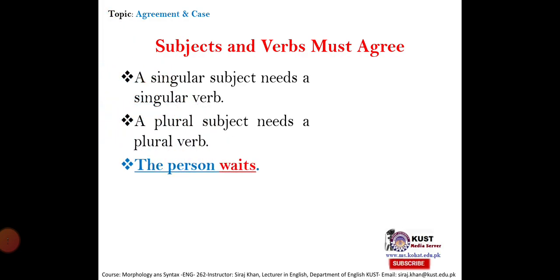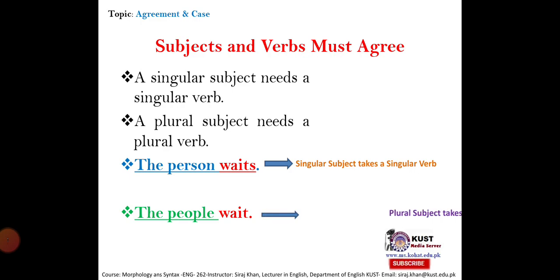Like the person waits, the person speaks, the person talks. A singular subject takes a singular verb. Ali, the student, waits. So here the subject, the person, is singular, and it takes a singular verb. The people wait. So here it's a plural subject that takes a plural verb. The people wait. The students wait.